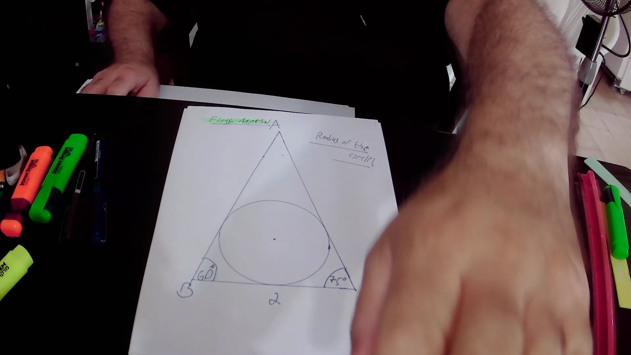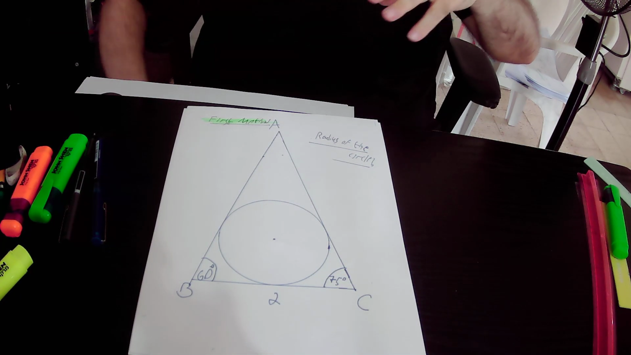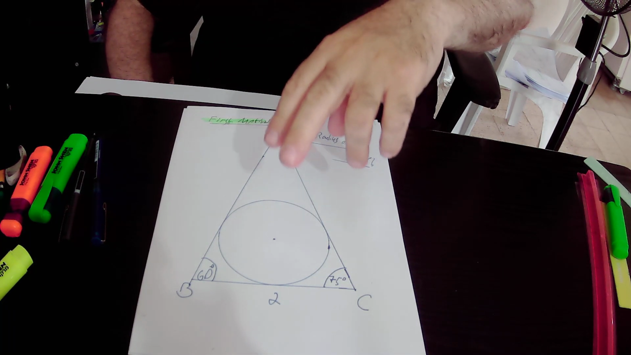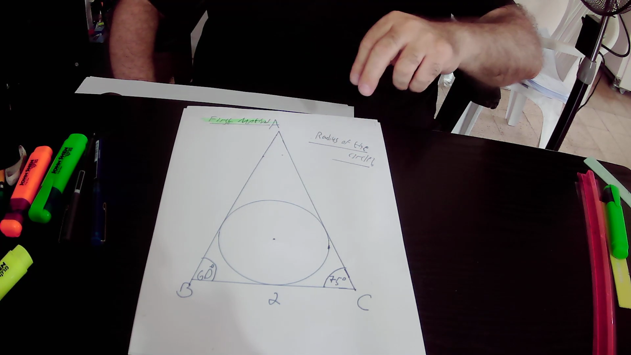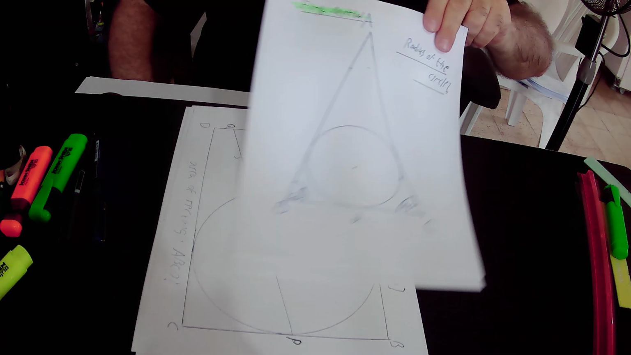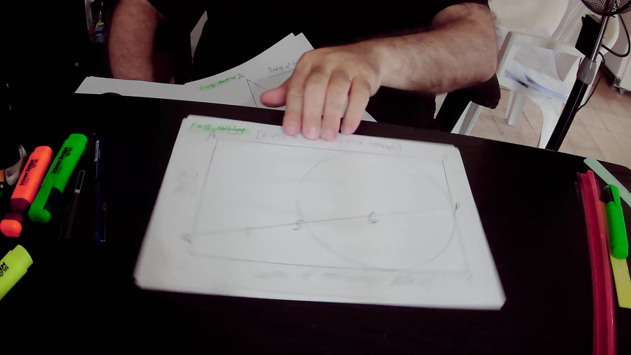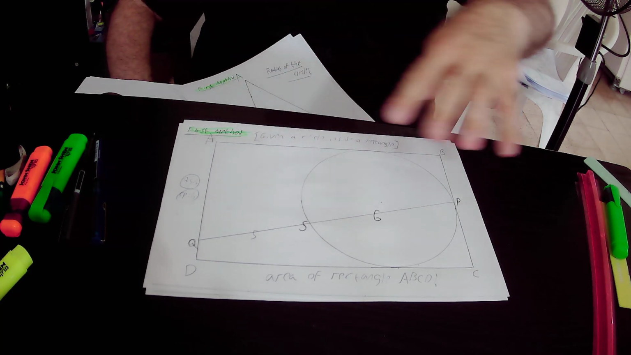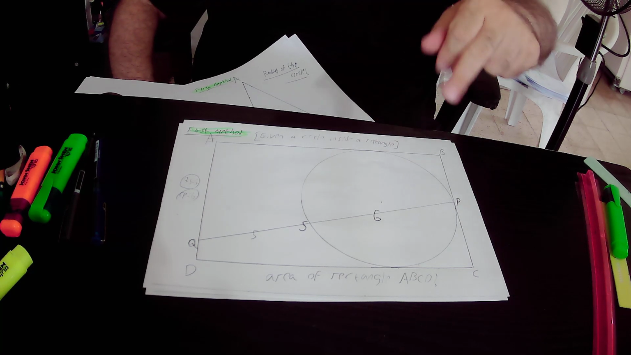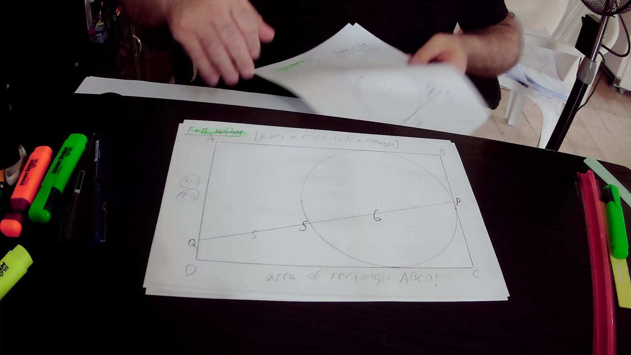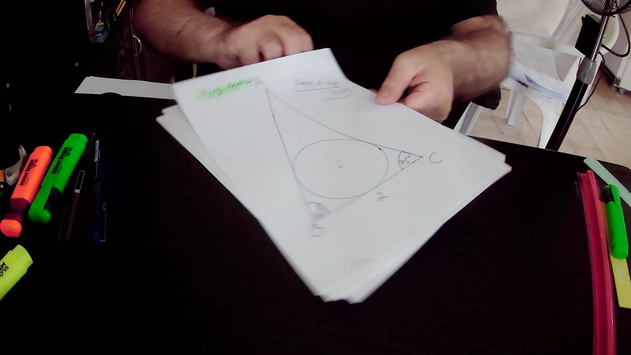Hello, in this lecture we'll answer two questions. In the first question, we'll find out the radius of this circle that is inscribed by triangle ABC. In the second question, we'll find out the area of rectangle ABCD that blocks this circle. So we start with the first question.